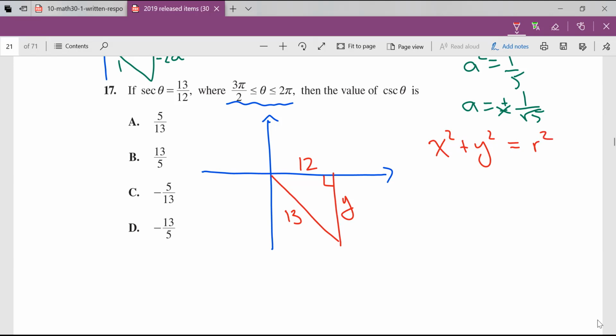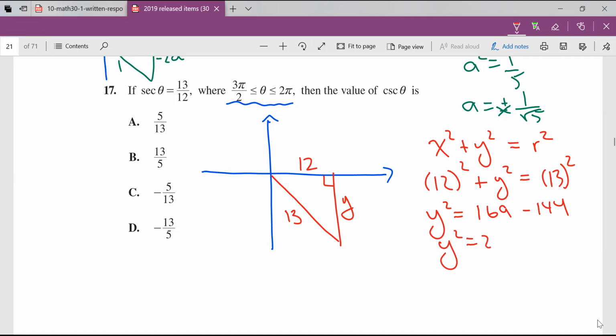R squared. So again, I sub in my values. And this is a Pythagorean triple, meaning we're going to get ourselves a nice, easy value here. We're going to get ourselves an integer for a value, if you recognize it. So we get y squared is 25.